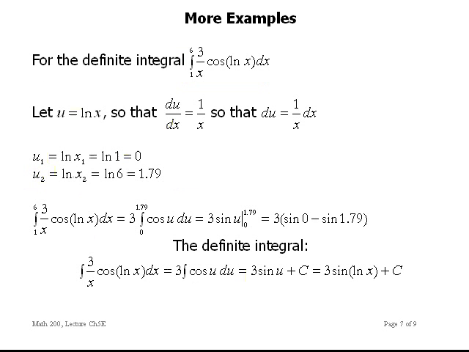Here's another example. I'm integrating from 1 to 6 of 3 over x times the cosine of the log of x. I'm going to change variables. I'll let u be what looks like the inside function, which is the log of x. Compute du by dx and get 1 over x. So du equals 1 over x dx. The lower limit of integration u1 is 0 because the natural log of 1 is 0. The upper limit u2 is the natural log of 6, which is about 1.79. So here we go. The 1 turns into a 0. The 6 turns into 1.79.